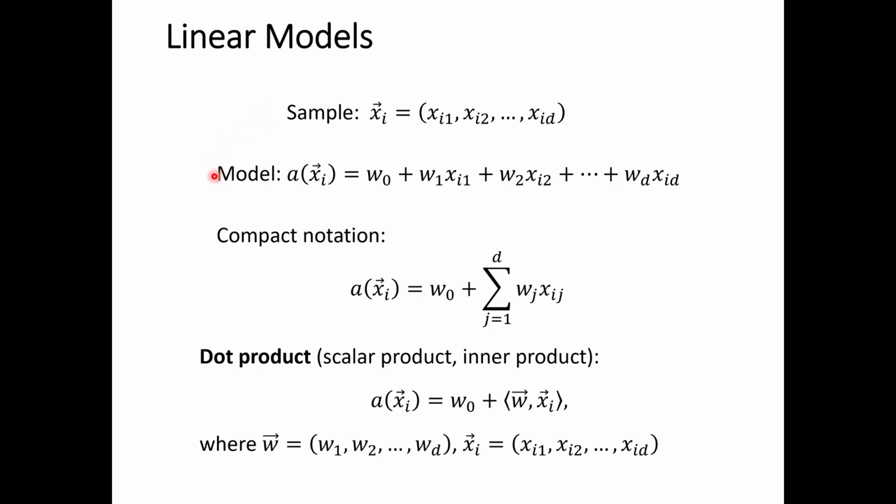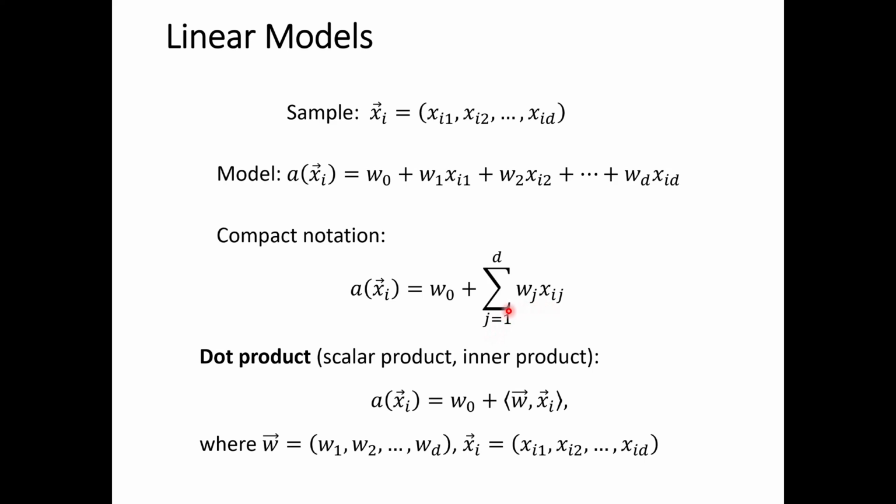The model a(x_i) equals w0 plus w1 times x_i1 plus w2 times x_i2, and so on up to wd times x_id. The compact notation is given on the slide. The model a(x_i) is a bias term w0 plus a weighted sum of the products of the model weights and the features.